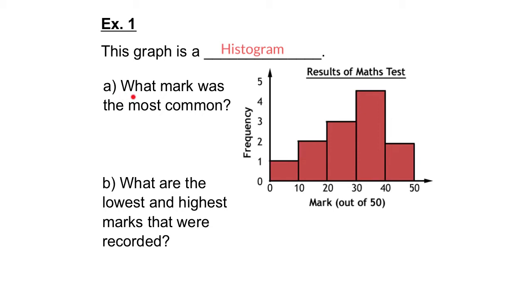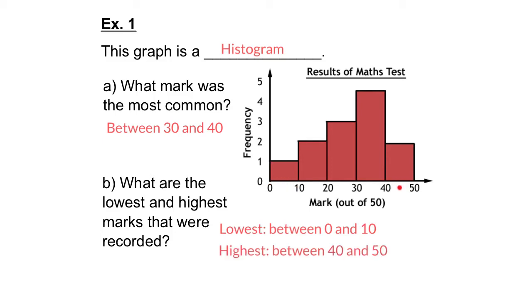So for this example, what mark was the most common? Well, most common means the one that occurred the most often. So it's the highest bar. Well, that is here. So the mark that occurred most often, well, it wasn't 30, it wasn't 40. Remember, this is a range. It's between 30 and 40. We don't have an exact number. So the mark that occurred most often was between 30 and 40. So in part B, what are the lowest and highest marks that were recorded? Well, the lowest marks were between 0 and 10, and the highest marks were between 40 and 50.